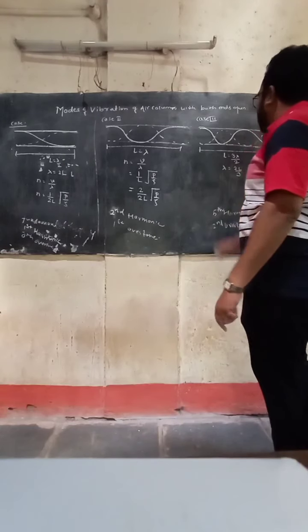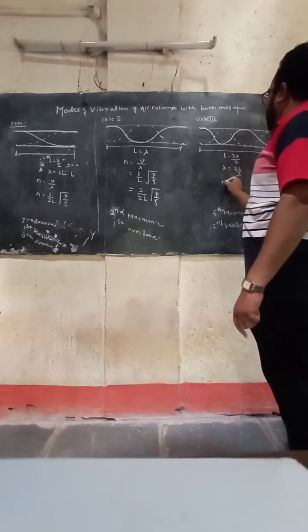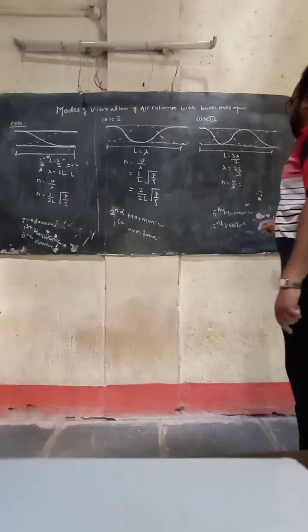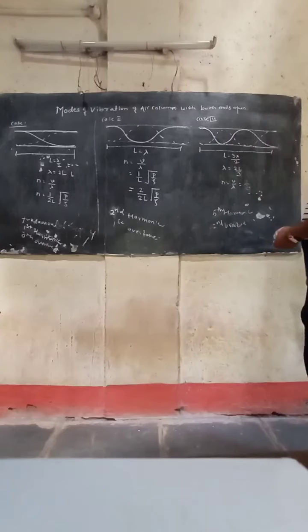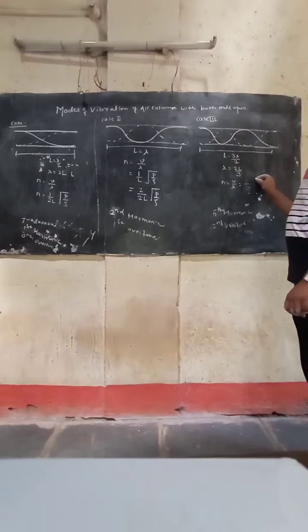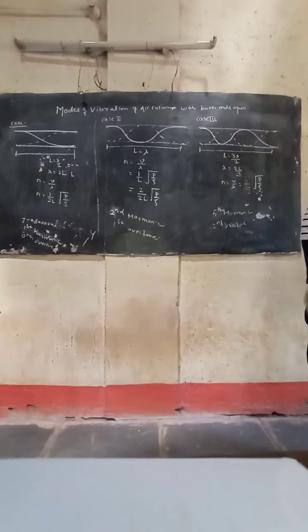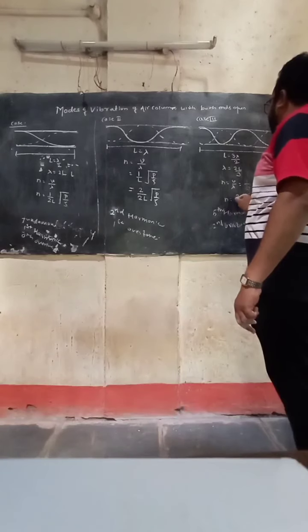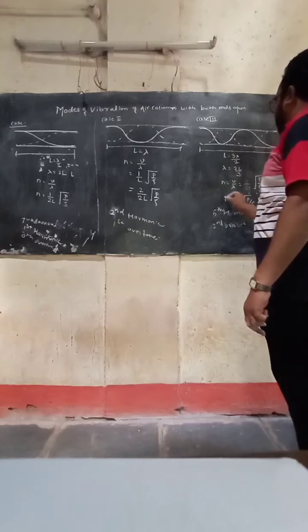From here, lambda is 12 by 3. Now the frequency is v, velocity upon lambda. So 1 upon lambda means 3 by 12, and the velocity is root P by rho. Now when this 3 goes to numerator, it will become 3 upon 12 root of P by rho.